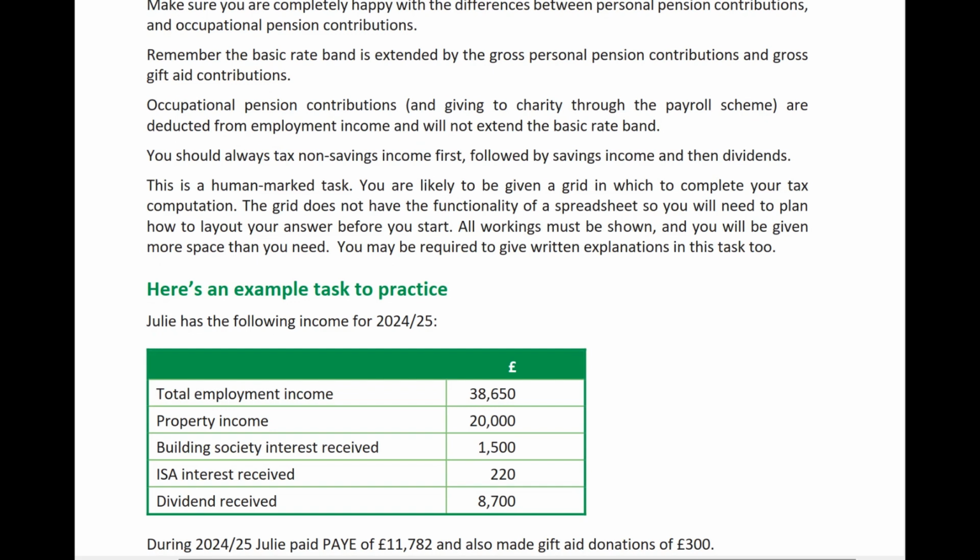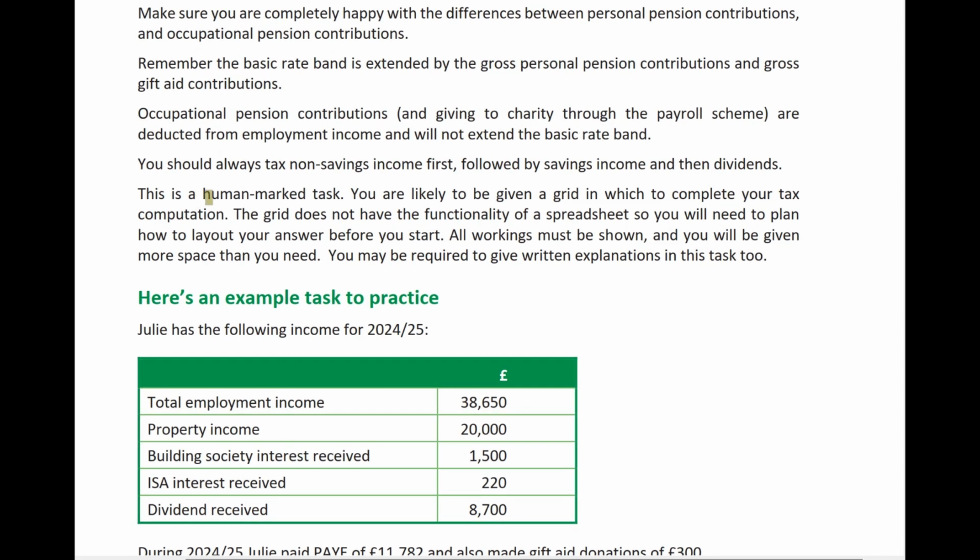I will just mention this is a human marked task, so we're going to be given a grid-like area to complete our answer. It does have some of the functionality of a spreadsheet, but not very much. So I would suggest just treating it like a blank piece of paper and typing everything in that you actually need to. All workings have to be shown, and you'll tend to be given more space than you actually need, so don't worry if you haven't filled the entire space.